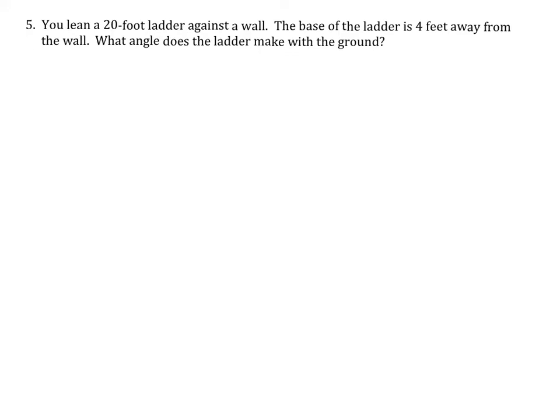Hey math enthusiast, I'm here to continue the notes on the inverse trig functions and solving a right triangle. Let's take a look at this first word problem. We have a 20-foot ladder, it's leaning up against a wall. Base of the ladder is 4 feet away from the wall. I want to figure out the angle that the ladder makes with the ground.